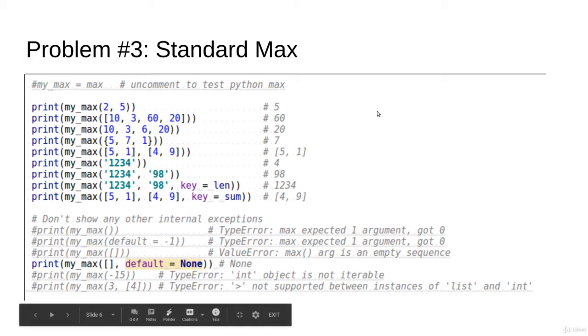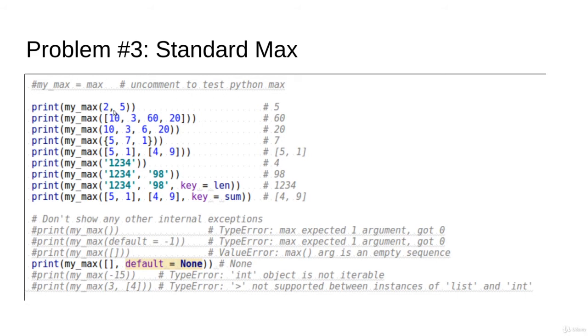So here are the different test cases. My max of 2 and 5 is 5. These are now free variables. There is no list here. If you pass my max a list of numbers, it will return the maximum, which is 60. If you pass the numbers without anything, like just asterisk args, it's going to find 20. You can also pass something like a set. If you pass 2 items, each one of them a list, then we have list comparison. So the bigger list here is 5, 1.